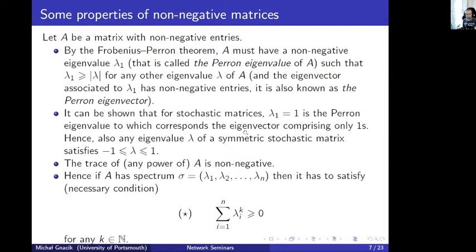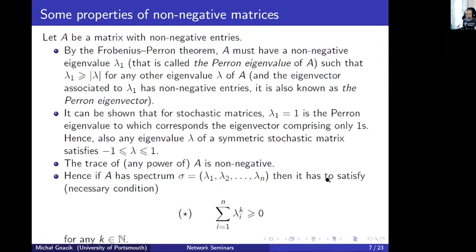So what are the other properties that are important in this talk? The next property is the trace of the matrix, right? We know that if A has non-negative entries, then the trace of any power of this non-negative matrix has to be non-negative. And we know that due to the tracial property, this has to be the same for the sum of the eigenvalues. So we have that the spectrum of matrix A has to satisfy this particular condition, and this is a necessary condition.